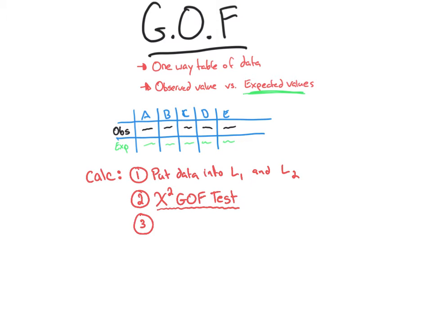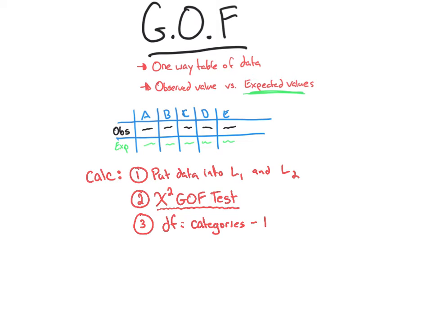Number 3, there's one thing that it asks you to calculate: the degrees of freedom. Remember how you find the degrees of freedom for a goodness of fit test. It's just categories minus 1.